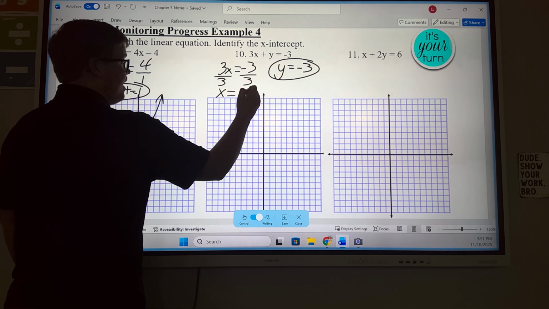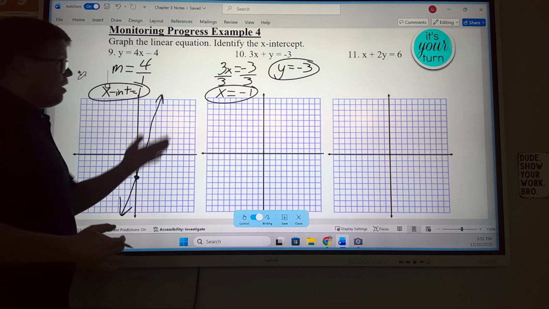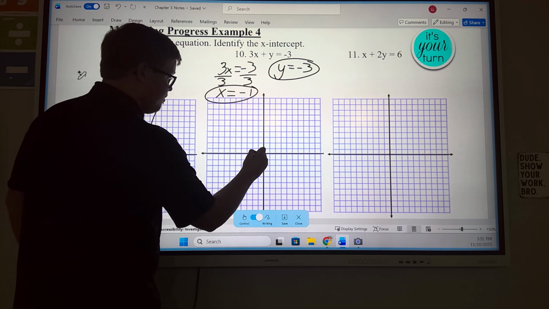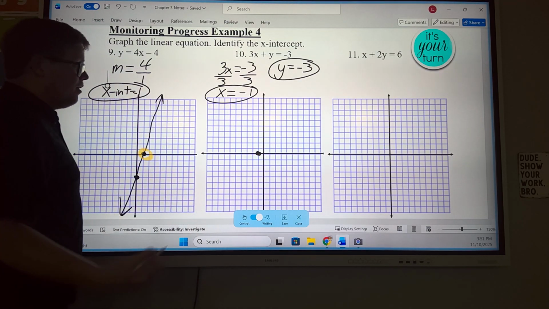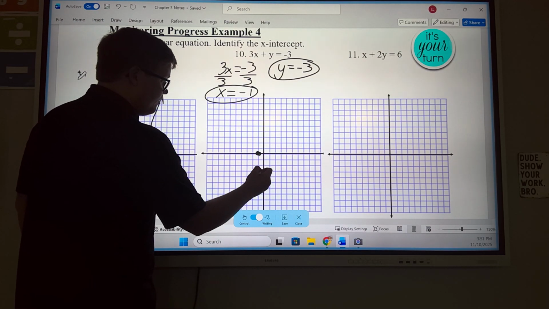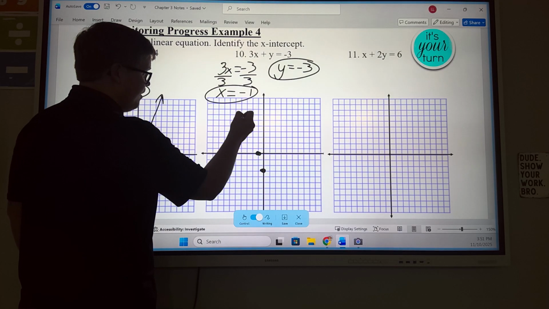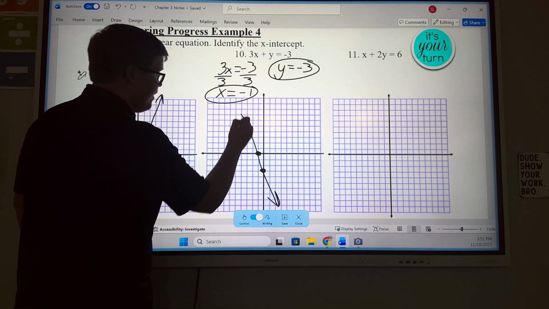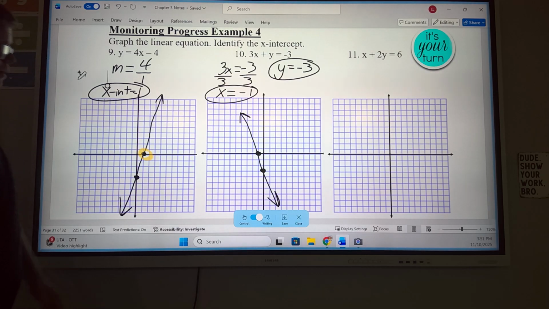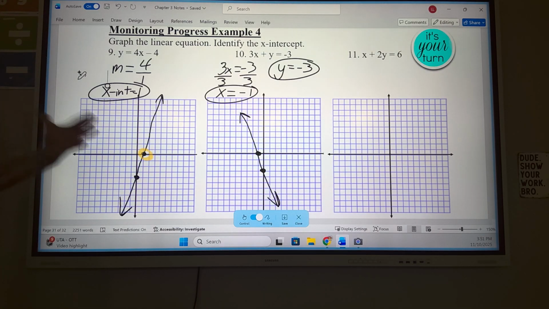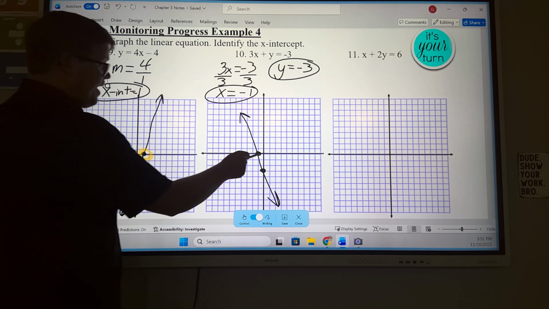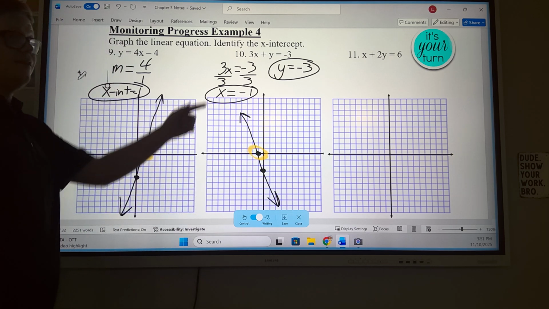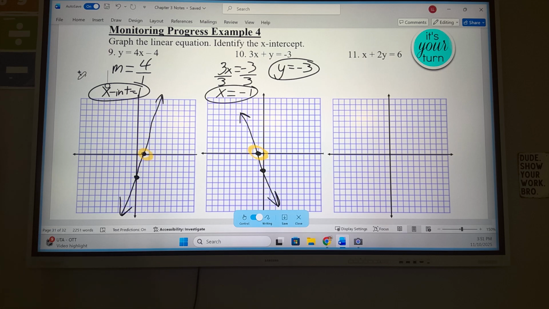We have x at -1. So our x-intercept is at -1. That's where it's crossing the x-axis. Our y-intercept is at -3, which is where it's crossing the y-axis. And that is our graph. Now, if you have to convert it back to slope-intercept form, we're going to cover that real quick. But we do know our x-intercept is crossing at -1. And that's what we want.